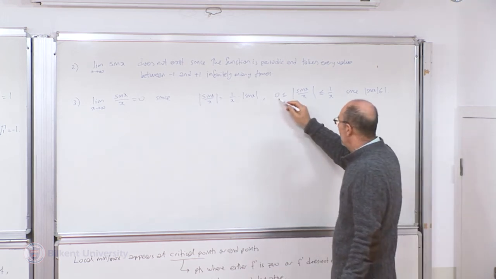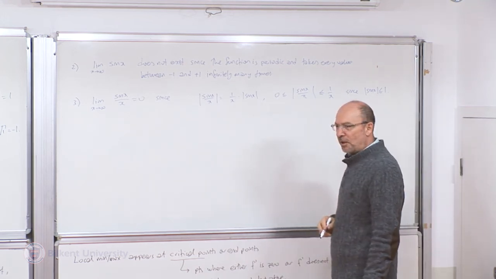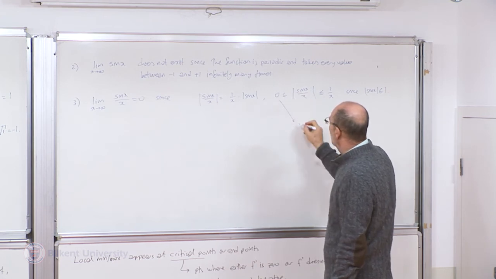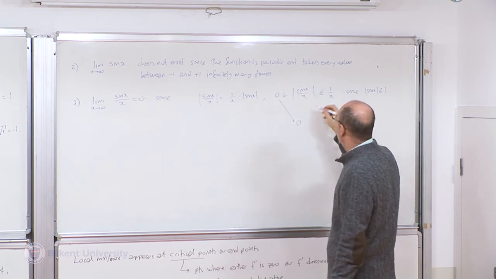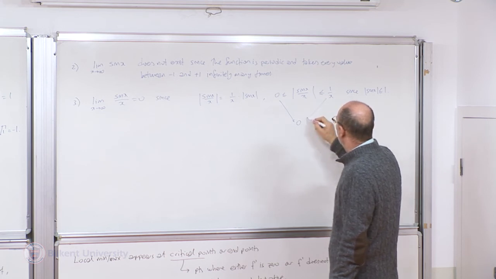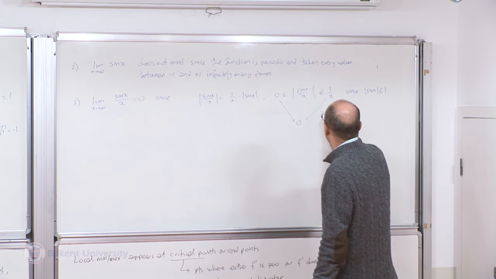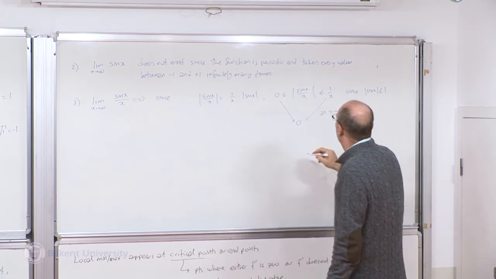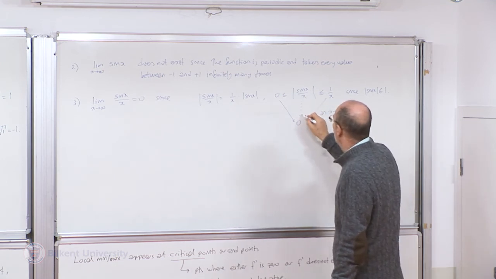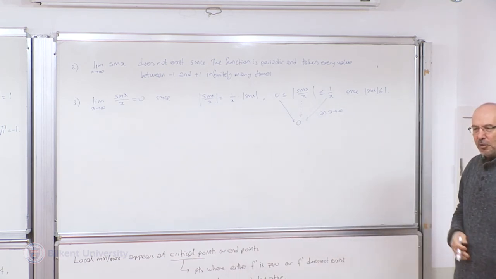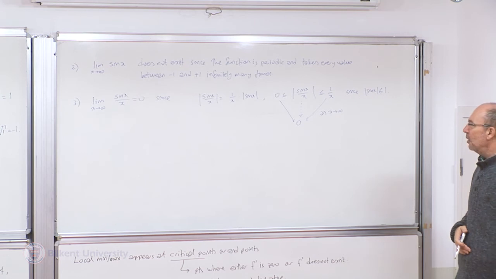Then I take the limit of both sides as x goes to infinity. This is the constant function, so it remains the same. This one is one of our basic results: it goes to 0 as x goes to infinity, and by the squeeze theorem, this goes to 0. Okay, so last night I was reading this question 3.